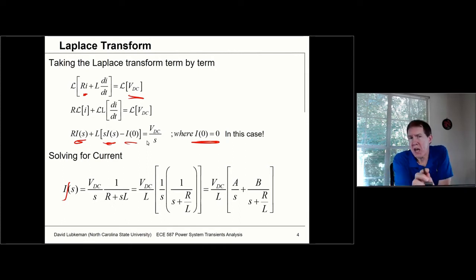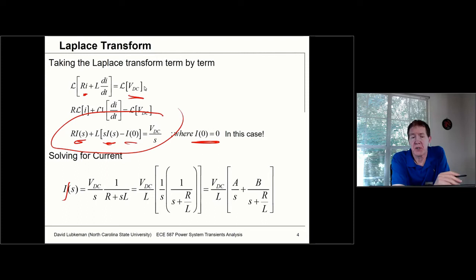Now, once I have everything converted over into the Laplace domain, what I need to do is start manipulating the equation so I can solve in terms of I sub s. All right, so I set everything up where I can solve in terms of I sub s. I'm going to go ahead and set this initial value for current equal to 0.